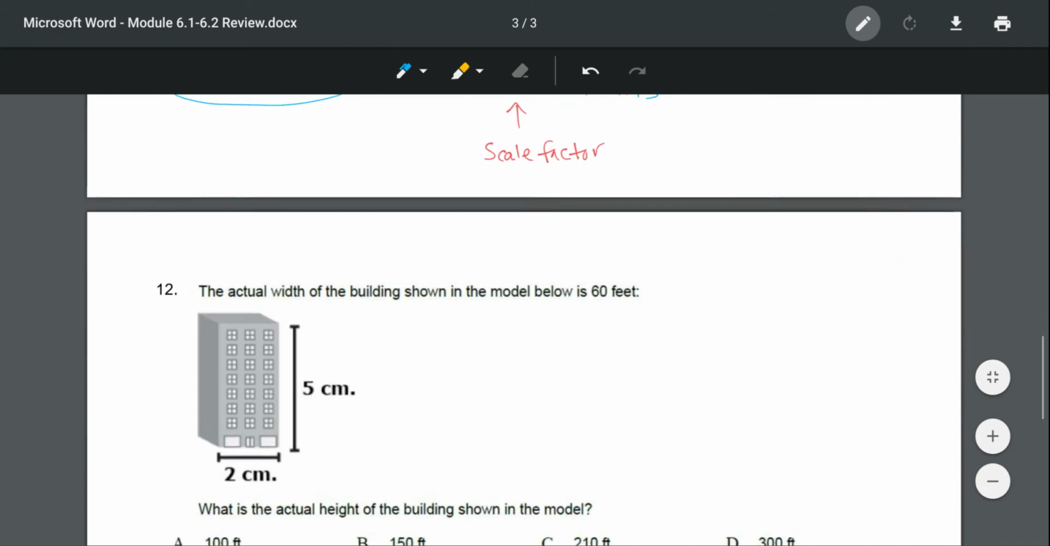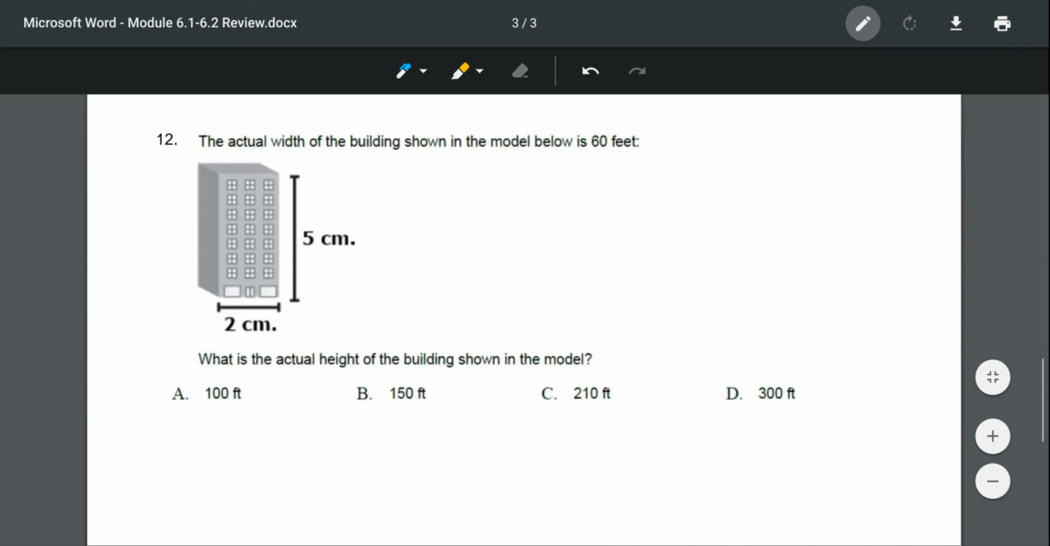Okay, number 12. The actual width of the building shown in the model below is 60 feet. So the width is 2 centimeters and the height would be 5 centimeters. They want us to figure out what the actual height of the building would be. Okay, so the actual width is 60 feet, and we want to know what the actual height is.